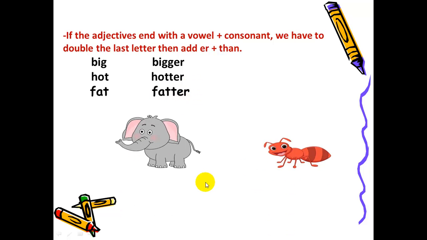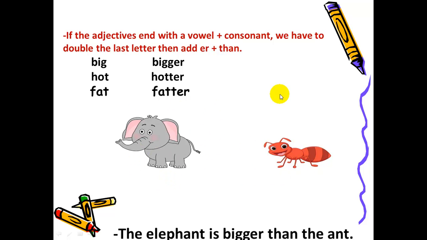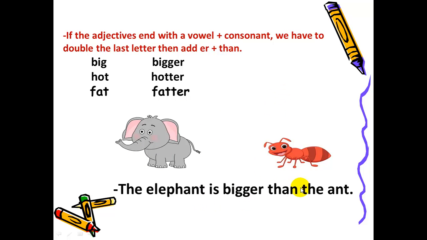If we have two animals, the elephant and the ant, and I'd like to compare between them, if I'm starting with the elephant, I'll say the elephant is bigger than the ant. But if I'm starting with the ant, I'll say the ant is smaller than the elephant.